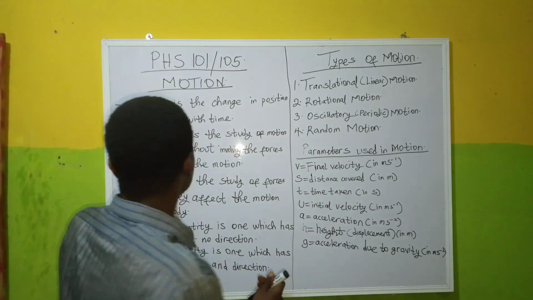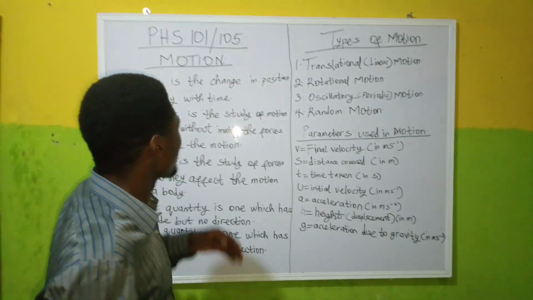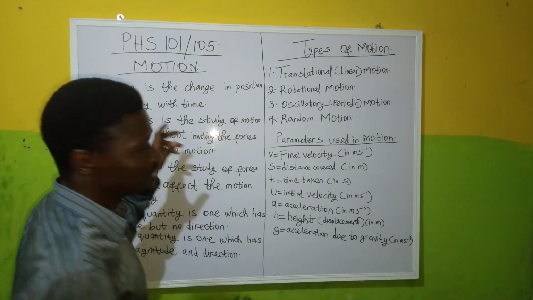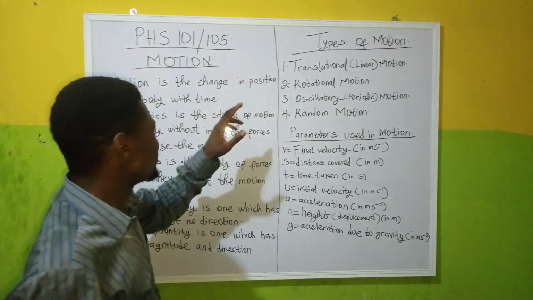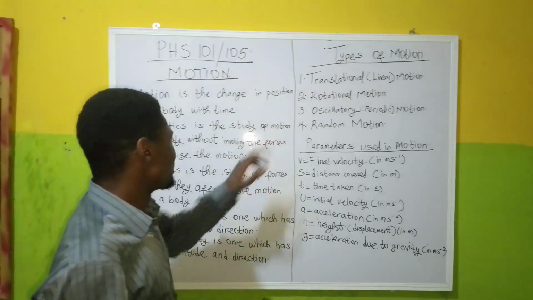So now we look at the definition. Start from the definition of motion. What is motion? Motion is the change in position of a body with time, not just the change in position of a body. Note that motion is the change in position of a body with time.